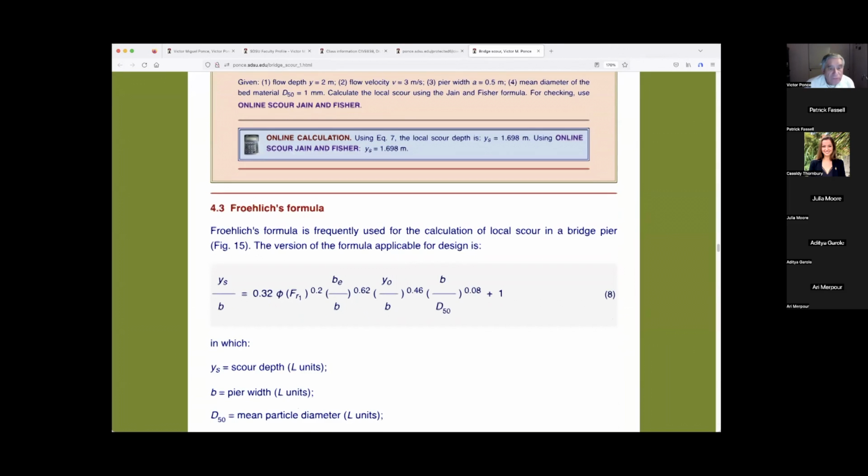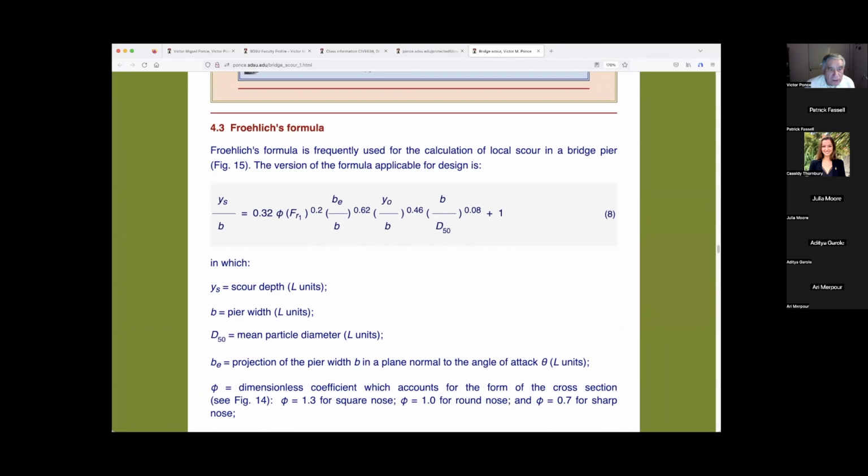So there is a surprisingly good correspondence between these 2 formulas, the HEC 18 and the Jain and Fischer. Froehlich formula. The Froehlich formula, I think it's Froehlich. I believe he's German, I'm not sure. It looks German in terms of the origin of the last name. The formula is frequently used for the calculation of local scour at a bridge pier.